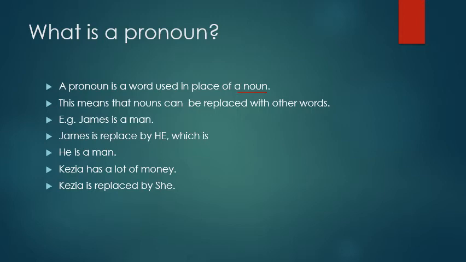For example, when you talk about James, James is a noun. James is a man. And James is replaced by he, which is: he is a man. We have another one. Kezia has a lot of money. And Kezia is being replaced by she. She has a lot of money. Good.